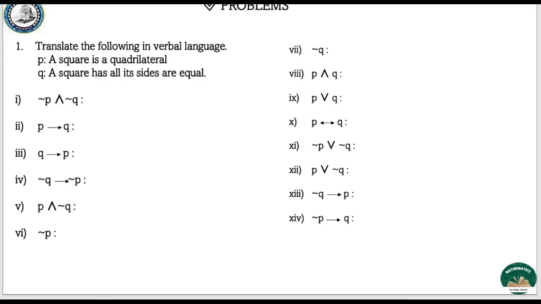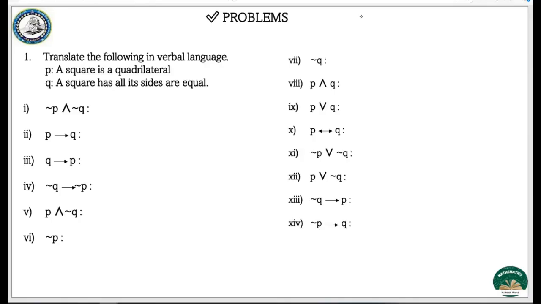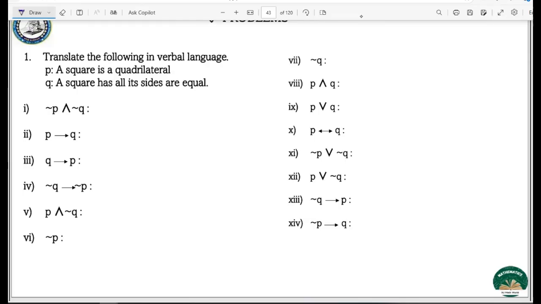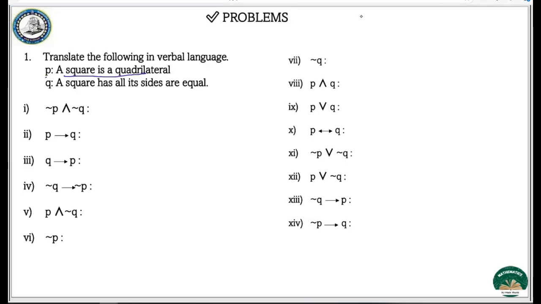A square is a quadrilateral. A square has all its sides equal. So we have to write by seeing the symbols given in the question. Here we learn how to translate the symbols into verbal language. I'll just read out the answers. P: a square is a quadrilateral. Q: a square has all its sides equal.